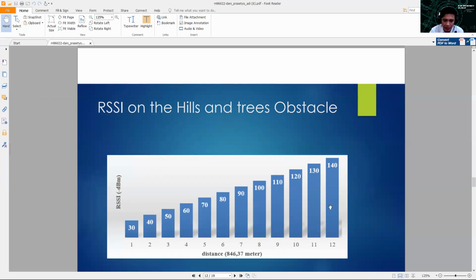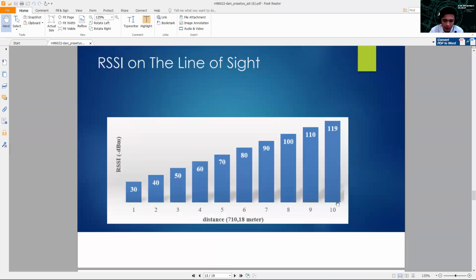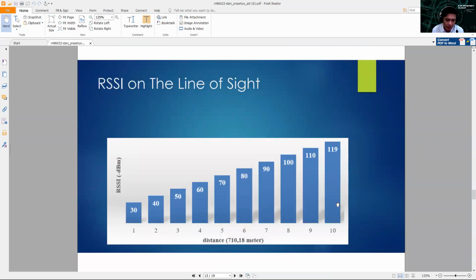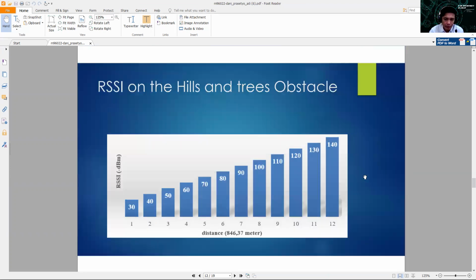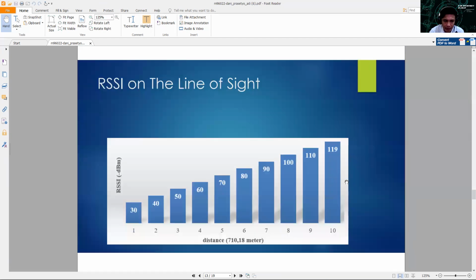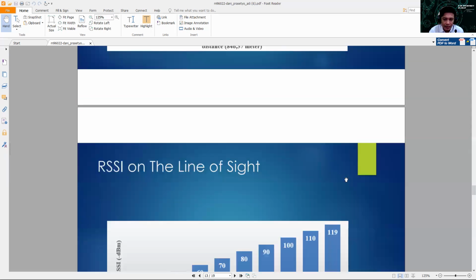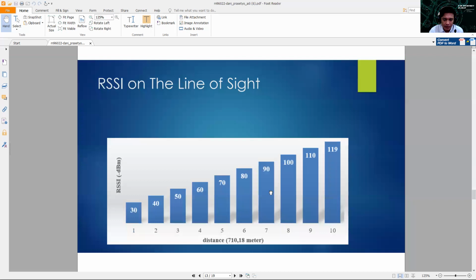This is around minus 140, but at a distance of 710 meters, on the line of sight, this is minus 119 dBm. So we can conclude that hills and trees create big attenuation on the transmission data, and line of sight is better. This is around minus 119, almost the same at this distance.